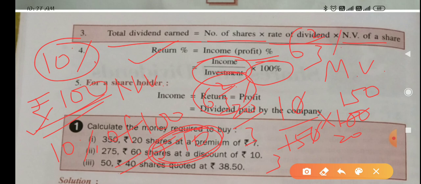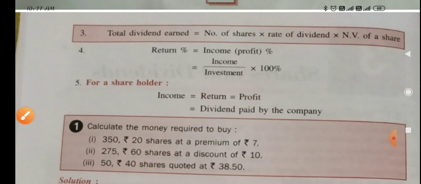Why 6 whole 2 upon 3%? Because you are calculating this profit on your investment, and your investment is 150 rupees, not 100 rupees. So according to you the percentage has changed. According to the company the percentage is more, according to you it is less, but the amount is the same in both cases: 10% of 100 is 10 rupees, and 6 whole 2 upon 3% of 150 is 10 rupees. That is why this return percent is given.